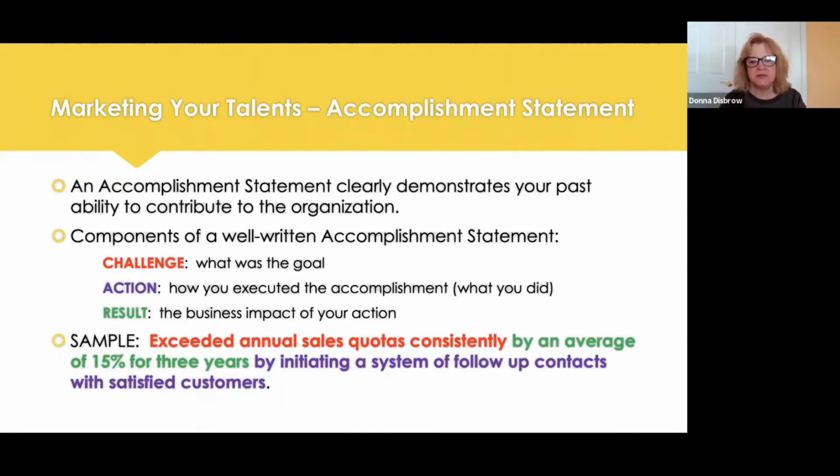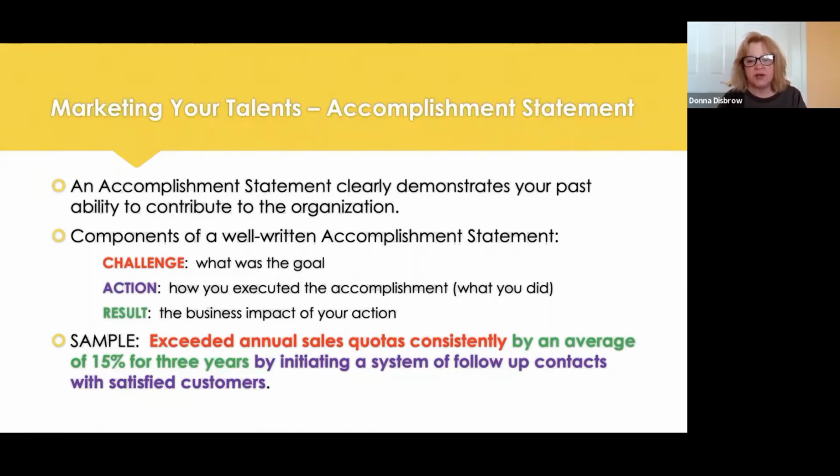So an accomplishment statement clearly demonstrates your past ability to contribute. And here are the three components of an accomplishment statement. I would say 85% of the resumes out there don't have these. And the reason is people don't take the time to actually think about what it is they've done, how it is they did it, and what it is they accomplished for the business. Or, for example, for someone who hasn't worked in industry yet, what they've done for an organization, say, in college.